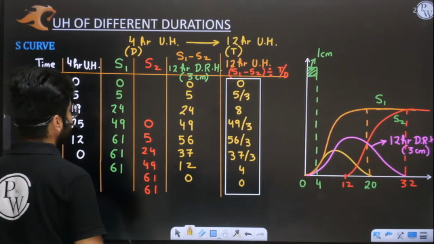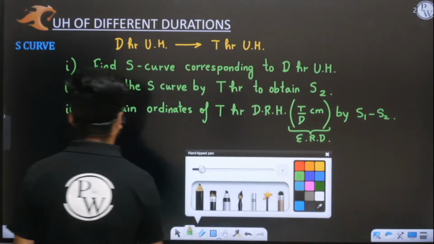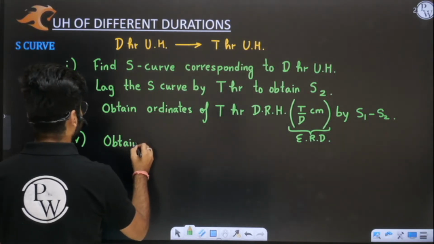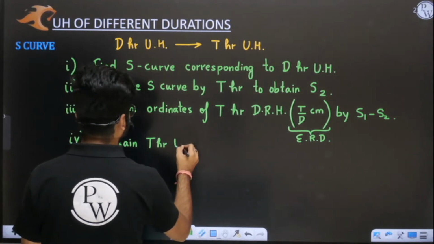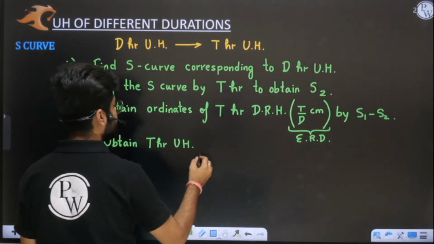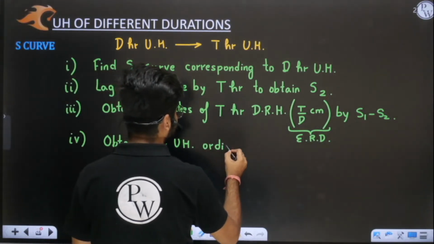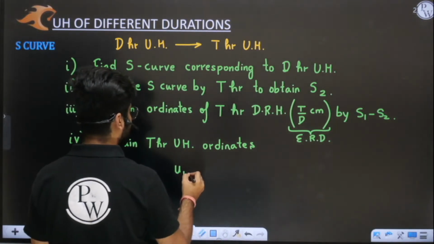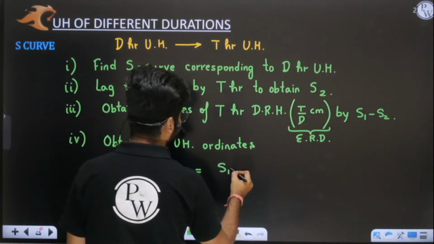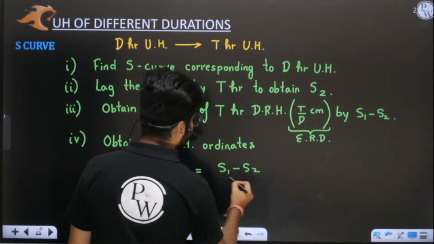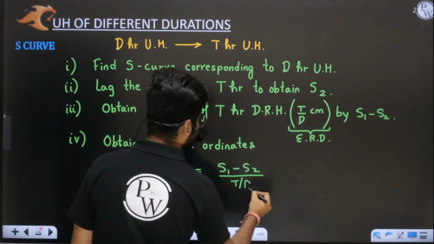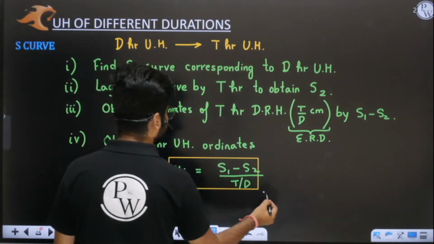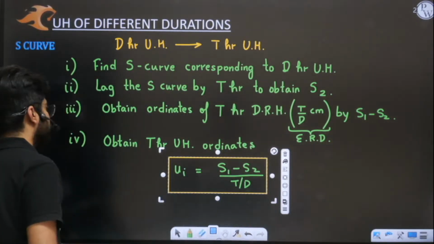So at last we have a step. The last step is to obtain the TR unit hydrograph ordinates. How? Simply divide S1 minus S2 by T by D. When you do this, you will get the values.